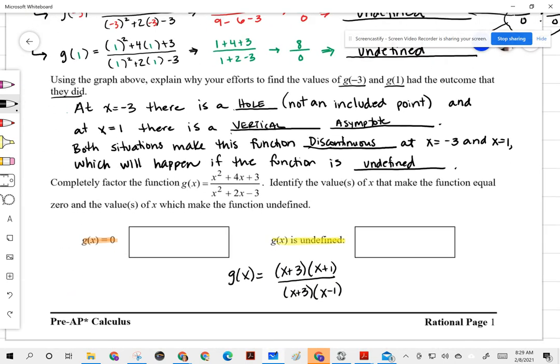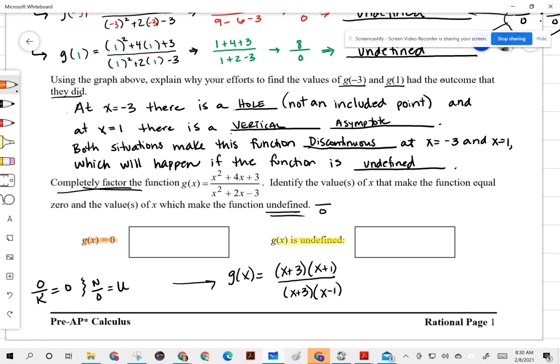All right, so if we completely factor this function, which we did here, it says identify the values of x that make the function equal to 0 and the values of x which make the function undefined. Well, remember when something is undefined, then that means you're dividing by 0. In order to make it 0, so let's put this right here. 0 must be on top in order for it to equal 0. And 0 is on the bottom in order for it to be undefined. So let's take a look, and I'll do orange so we can color code.